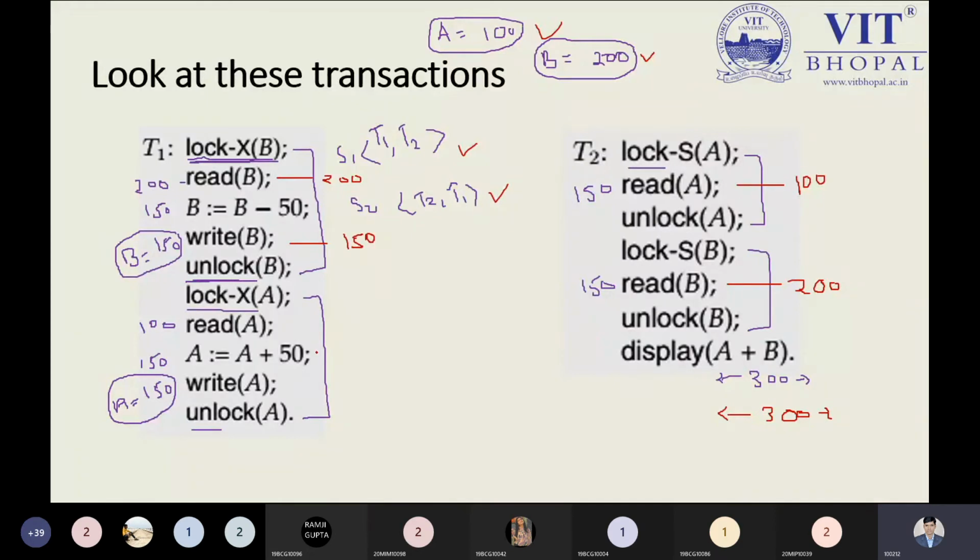And over here, if I'm reading A, I'm getting 100. B was updated by this one. So writing A, I have to do that. So these two schedules S1 and S2, T1, T2 and T2, T1, are known as result equivalence and view equivalence as well. That's why there is no guarantee that view equivalence will always be complete equivalence, but complete equivalence will be a part of view equivalence.